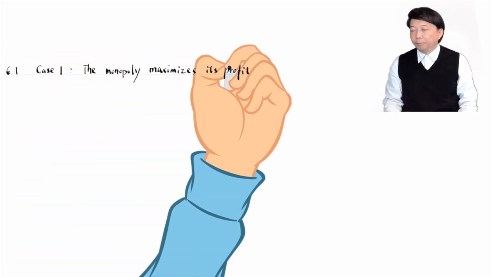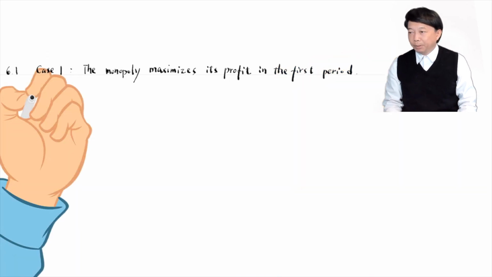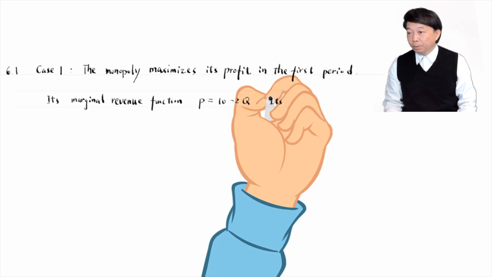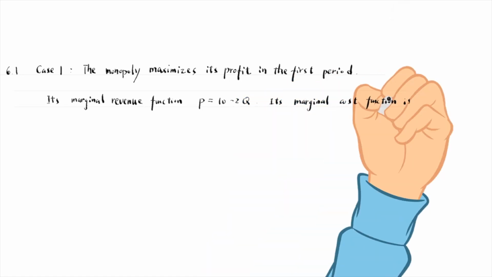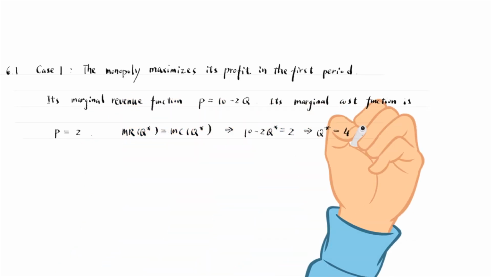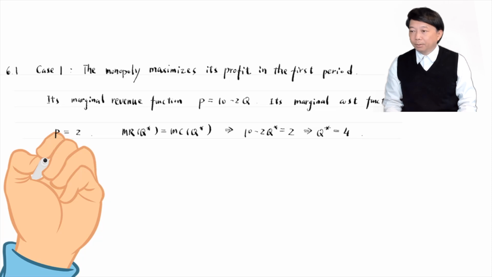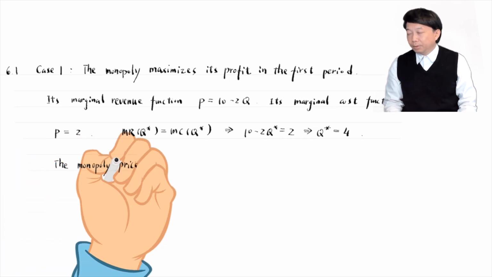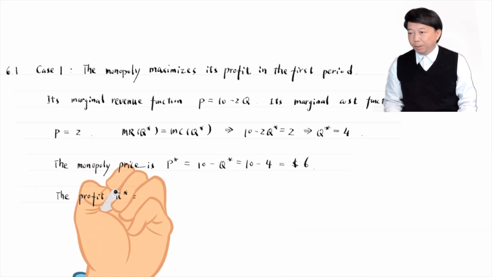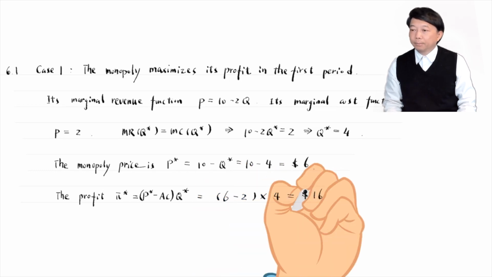First, if the monopoly maximizes its profit in the first period, it produces at the output level at which marginal cost equals marginal revenue. For a linear inverse demand function, we can write the marginal revenue function directly. The profit maximizing output is 4. From the inverse demand, we find the monopoly price, $6. The first period profit is $16.